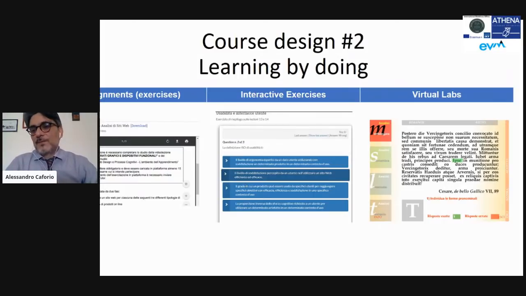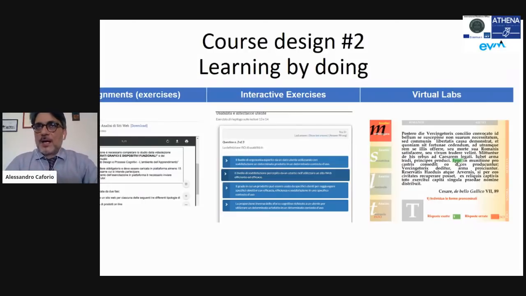And finally, we have the virtual laboratory. In this case, I just took a screenshot of our Latin language virtual laboratory. It is a sort of simulation and Latin exercise in which students can just point and click. In this case, the system was asking to find the pronominal forms in this text. And if a student clicks on the right one, the text will go green, etc.